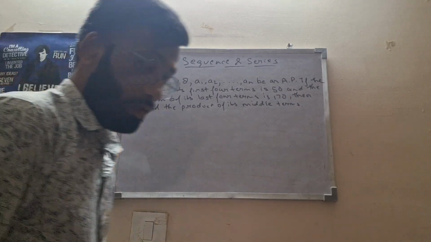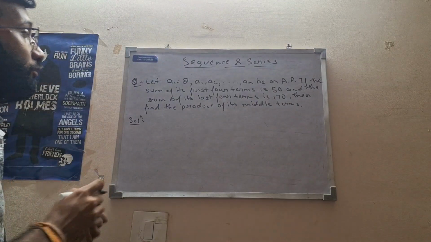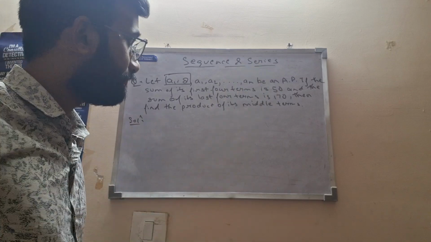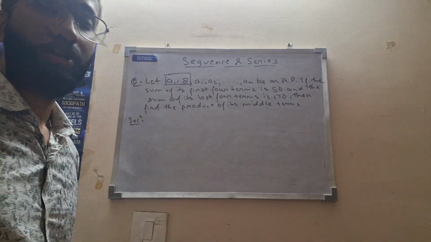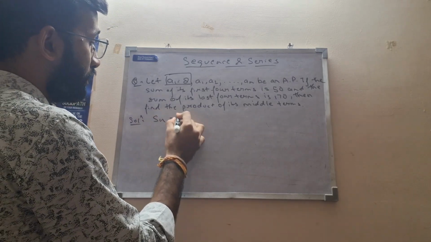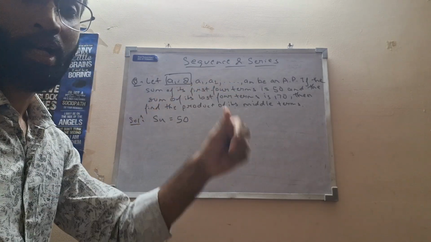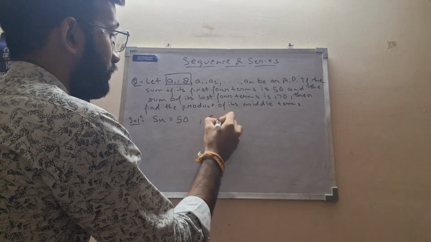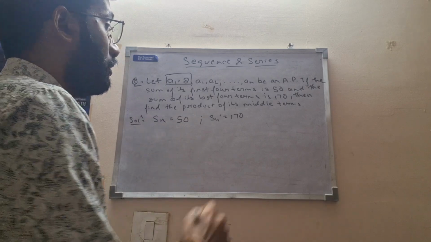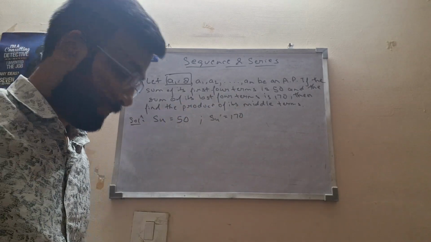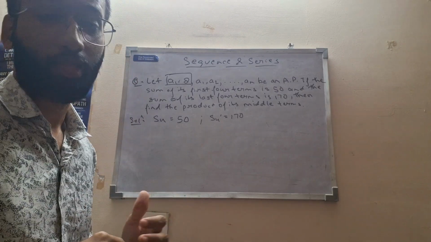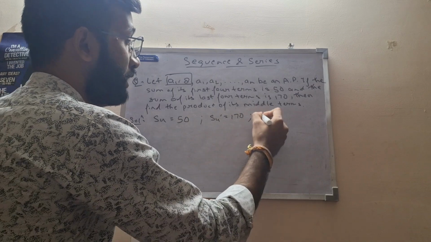so what the question is saying, we have a first term A1 equal to 8 and we have an AP A1, A2 up to AN, and it is saying that the sum of the first four terms of the AP is 50, like S4, sum of first four terms equal to 50, and the sum of its last four terms, like we take S4 dash equal to 170, the sum of the last four terms is 170. So we have to find the product of its middle terms. Okay, to find the middle terms, we have to know how many terms are in this AP, that is, we have to find the value of n.